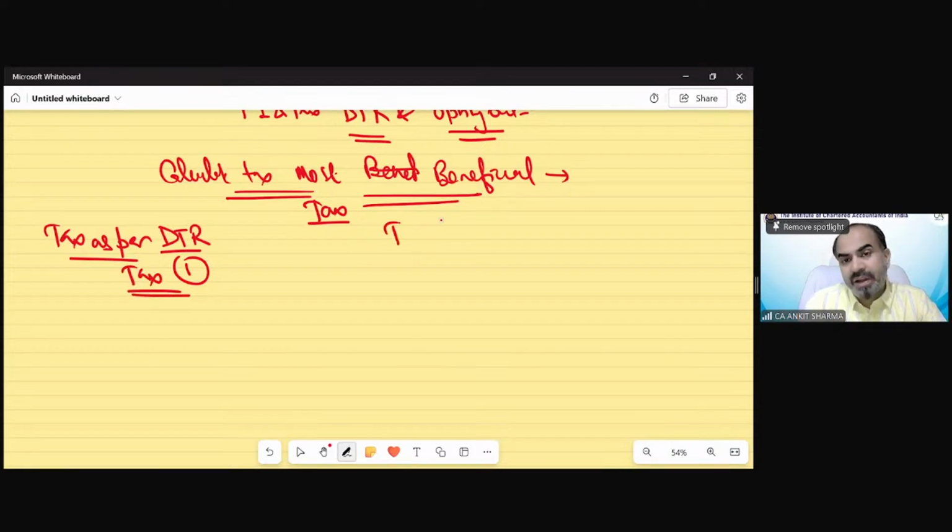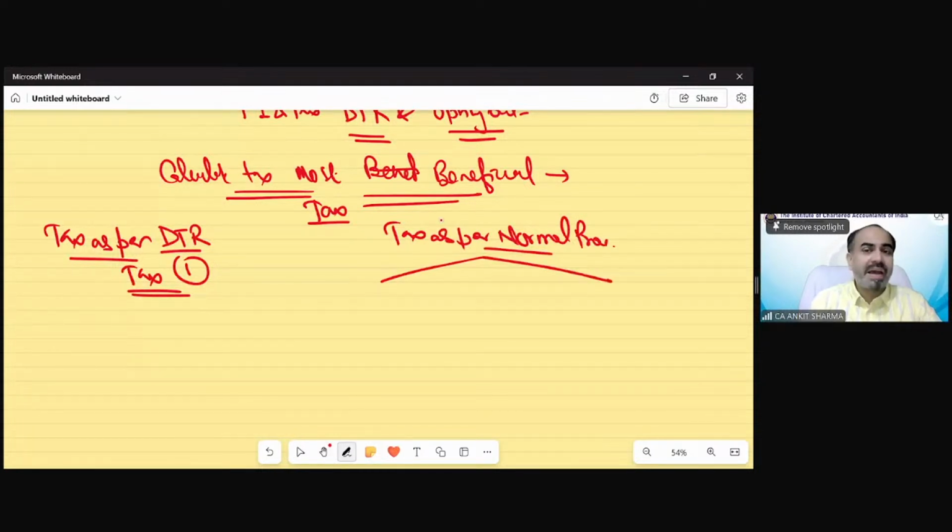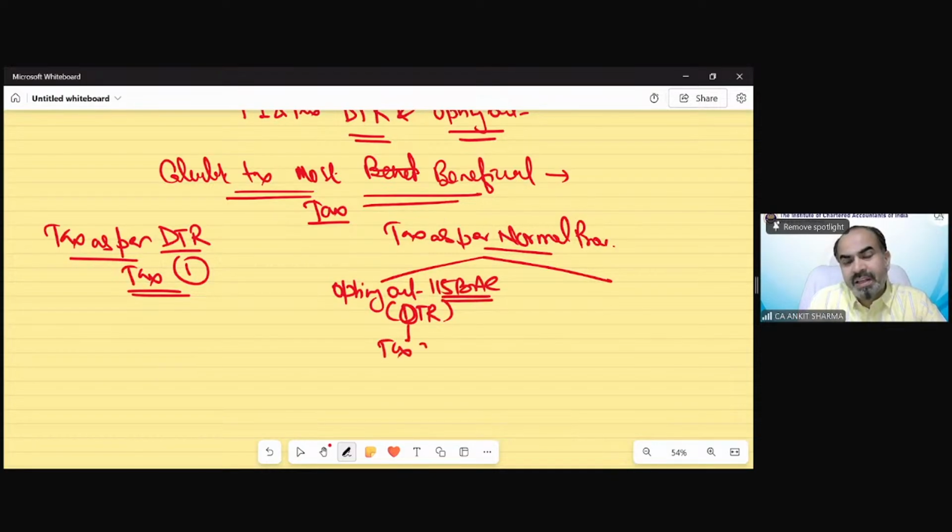Then you have to calculate tax as per normal provisions of tax. Under normal provisions of tax, you have to calculate tax twice. One as per opting out of the default tax regime, or we can say as per optional tax regime. So this is opting out under section 115BAC, and you have to calculate tax accordingly. Suppose the name is tax 2, and then you have to apply the AMT provision also.